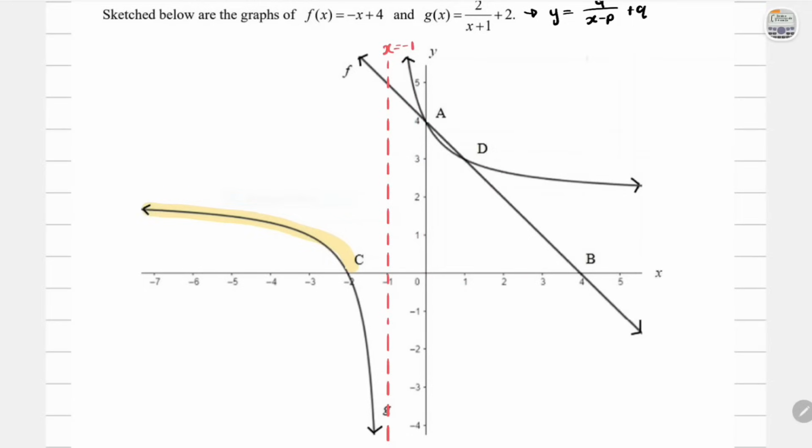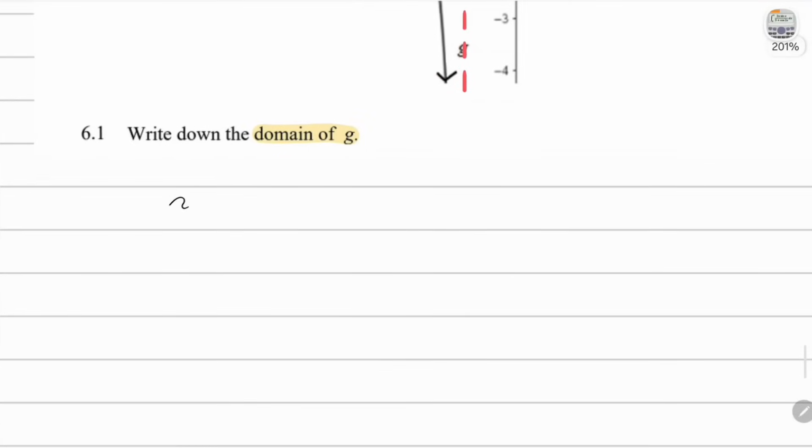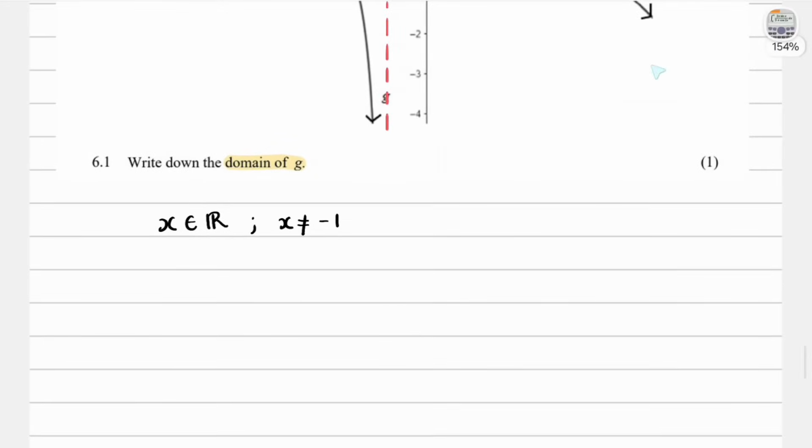So this means that our domain is x can be any real number. So x is an element of all real numbers, but it will only not be equal to that x value of your vertical asymptote, which is -1. So that is our domain.